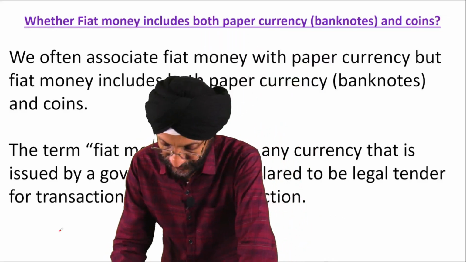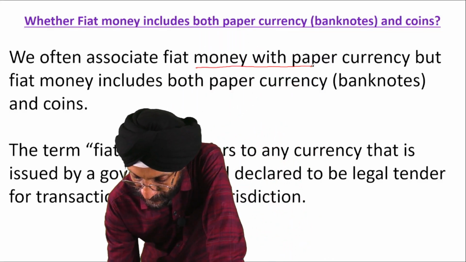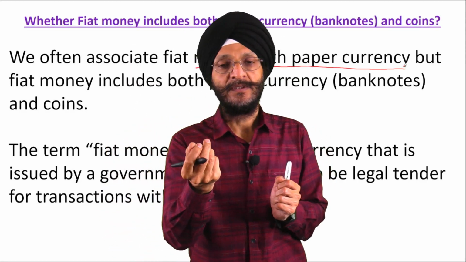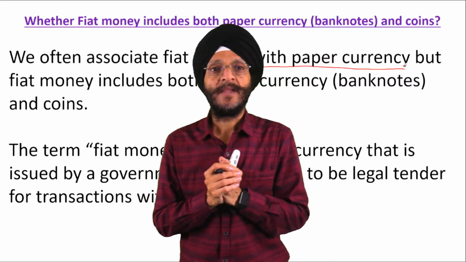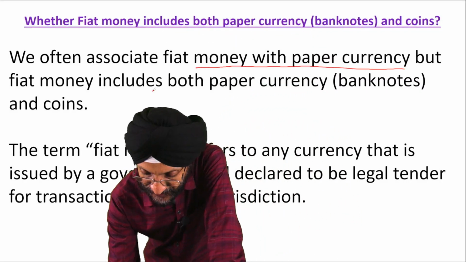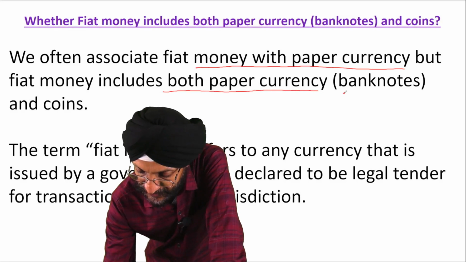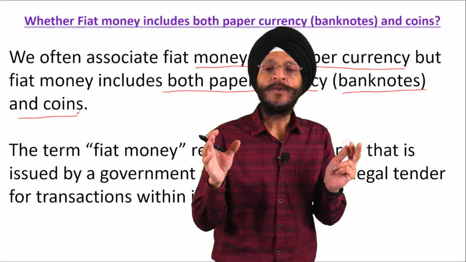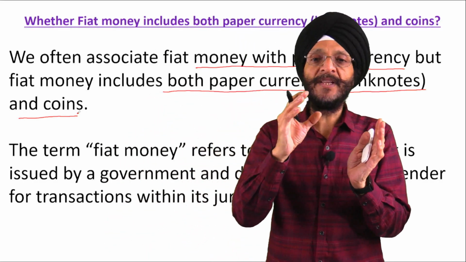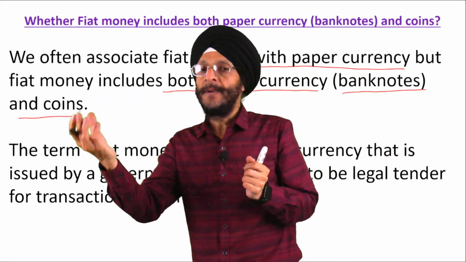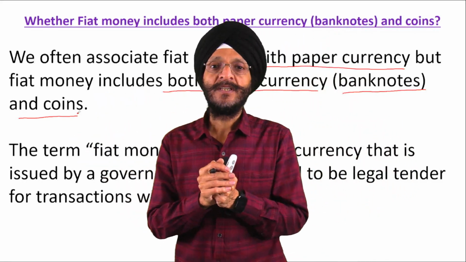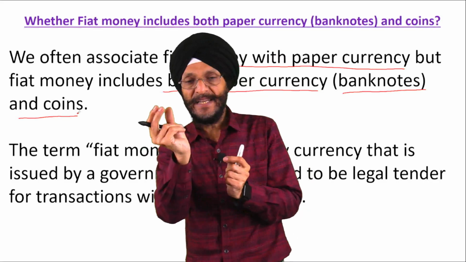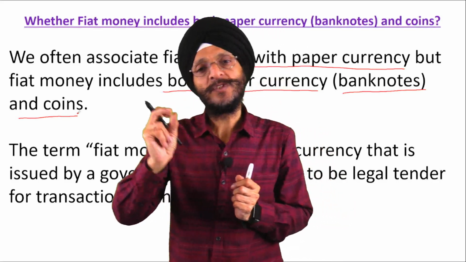We often associate fiat money with paper currency. Paper currency means notes, physical currency notes. But fiat money includes both paper currency, that is banknotes, and coins. It means that though we commonly use fiat money with reference to paper currency, that is banknotes, fiat money includes both banknotes as well as metallic coins which may be used in our country.